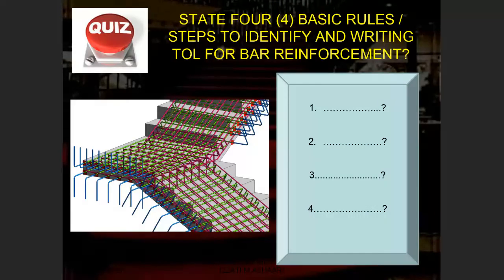What are the basic rules to identify the taking off list? This is what we discussed just now. We have to identify according to Y or T, and then identify the diameter, what is the shape, whether a straight and bent bar or a link or a stirrup, and the last one is the location.